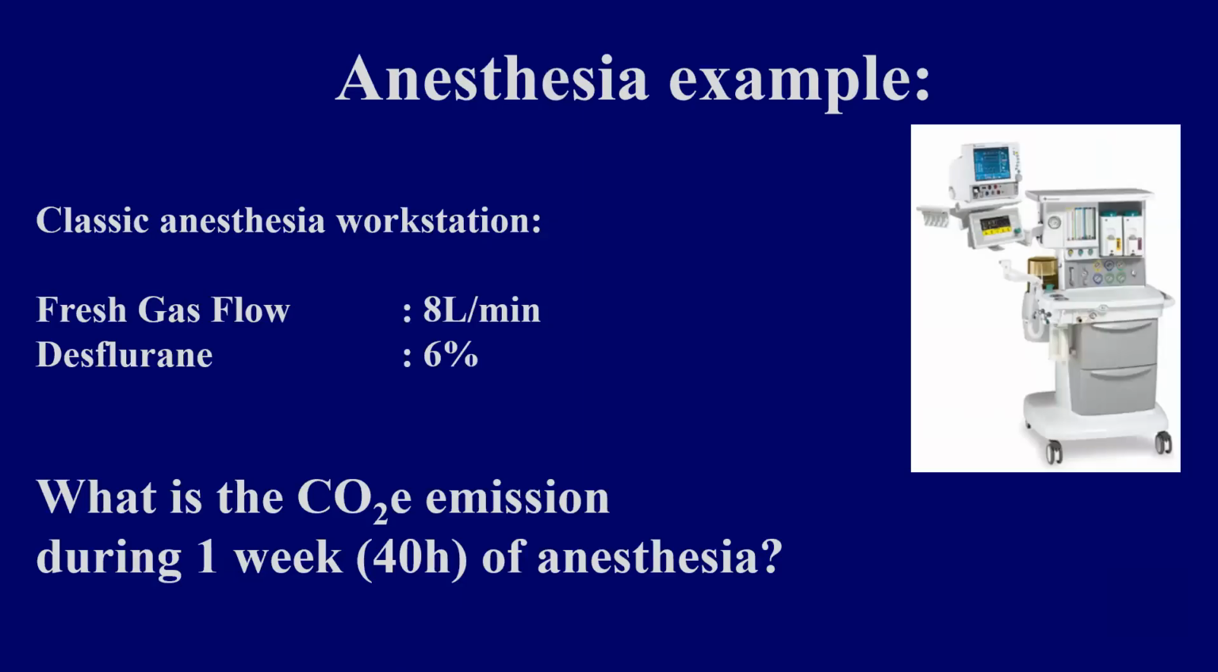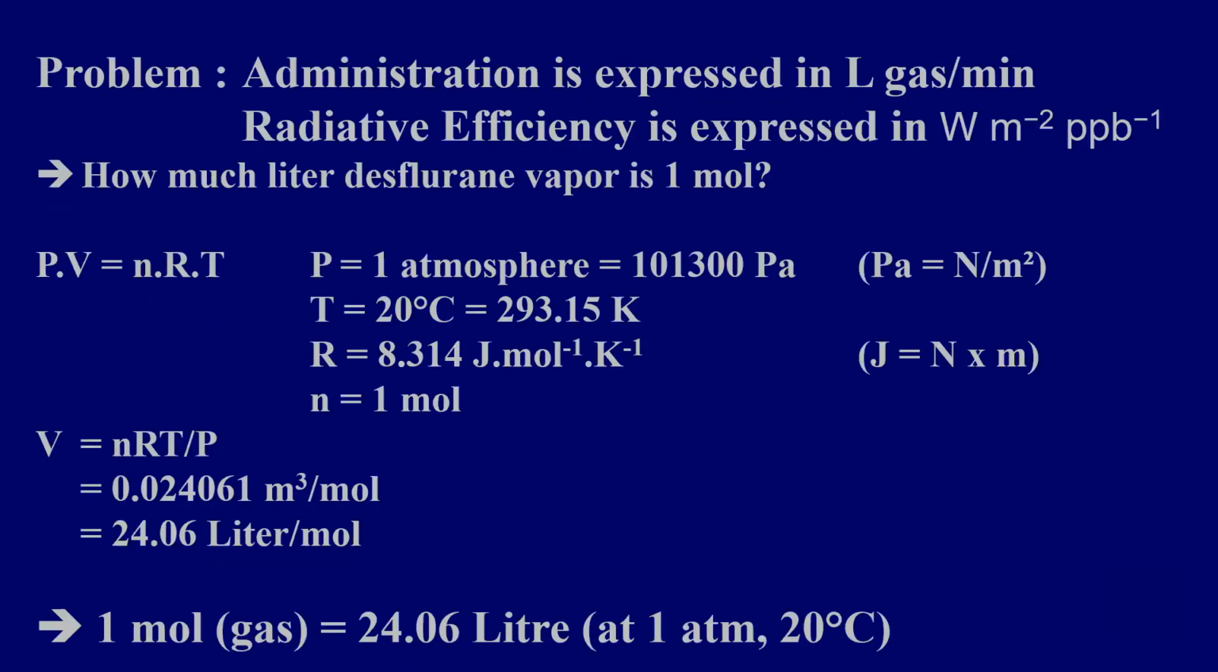So if we want to make a small calculation to know in a clinical situation what is the effect of anesthesia, let's say that I have a conventional classical anesthesia workstation and I use 8 liters per minute with desflurane 6%. And I wonder what are the CO2 emission equivalents when I do this for 1 week, let's say 40 hours of maintenance anesthesia. So we have some problems for the calculation. We, as anesthetists, use liter of gas per minute, but the radiative efficiency is expressed otherwise. So we have to do some calculations based on the universal gas law.